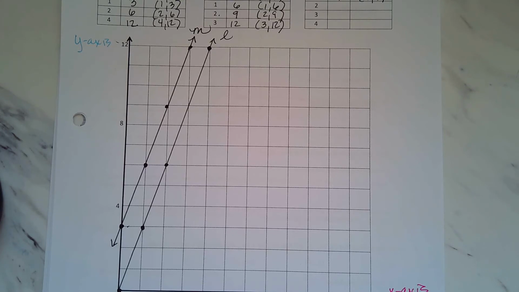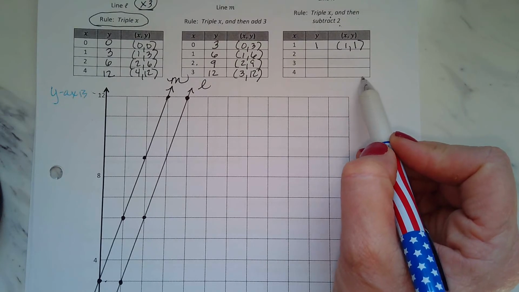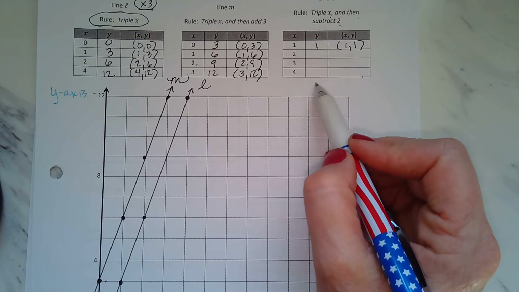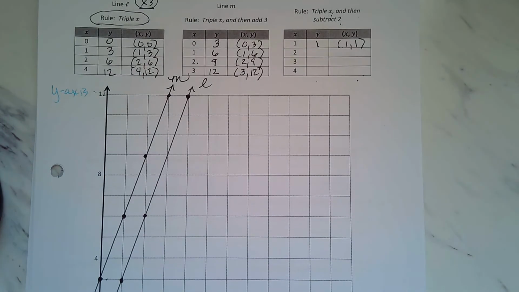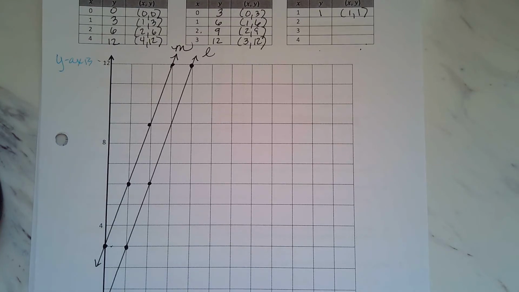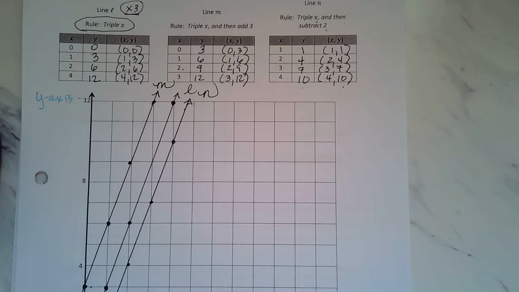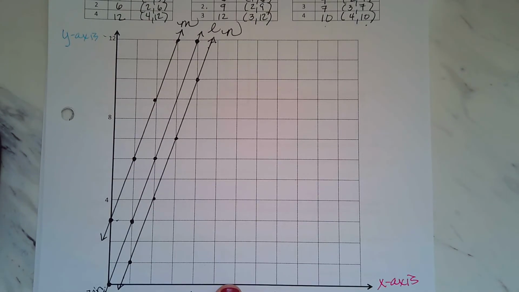So what I want you to do is solve for the rest of your chart. Solve for your y coordinates, get your coordinate pairs. Then I want you to plot it and use your straight edge to connect the lines. Did you end up with 1, 1, 2, 4, 3, 7, and 4, 10? Did you plot your points and label it N?